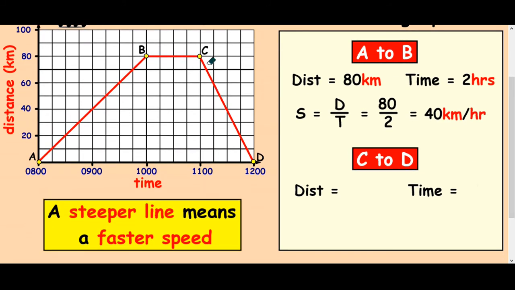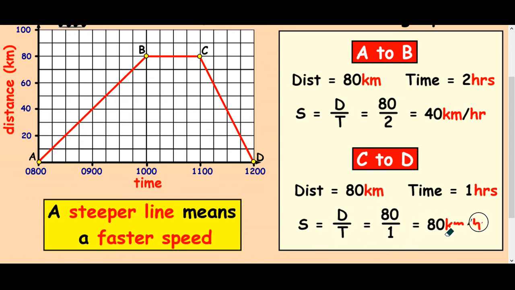You could also look at the return journey from C to D. That's also 80 kilometers going from C down to D. The starting point is 11 o'clock and it finishes at 12 o'clock. So the distance is 80 kilometers, but the time this time is just 1 hour. So again, you can do the same thing, speed equals distance over time, and you'll get 80 kilometers per hour. Remember, a steeper line means a faster speed. So if you think which one would be the fastest here, well, this one would be the fastest speed because it's the steepest slope.